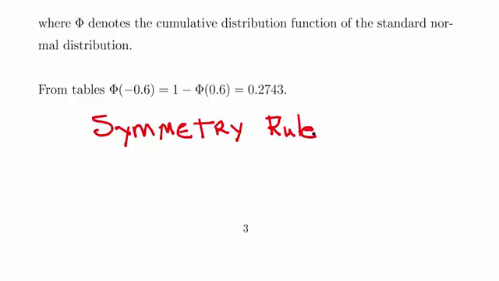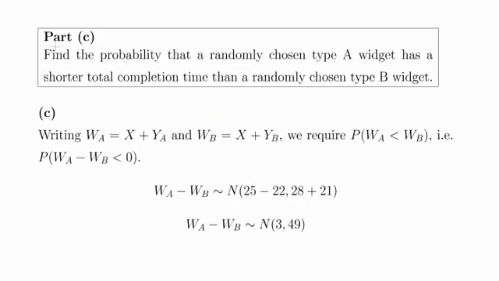Okay, 1 minus phi of 0.60 should give you 1 minus 0.7257, and that should give you an answer of 0.2743. So that is the answer there. That's what we're looking for. 27%, or approximately 0.2743. So the next question is as follows.